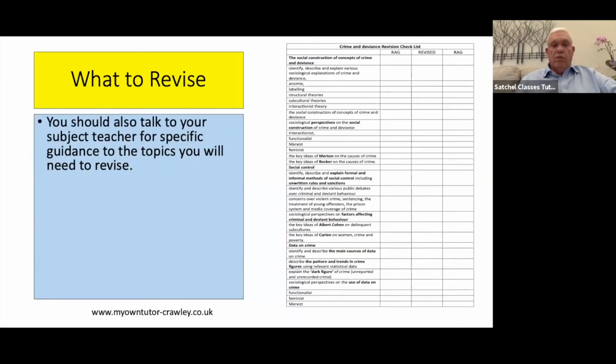Also, you should talk to your subject teacher for specific guidance on the topics you will need to revise. So, for example, on the right-hand side, there's one I use in my sociology lessons. This goes through the topics that students need to have a look at. And if you look at it, it's got RAG: red, amber, green. You can go through it and think about what it is I need to actually have a look at.